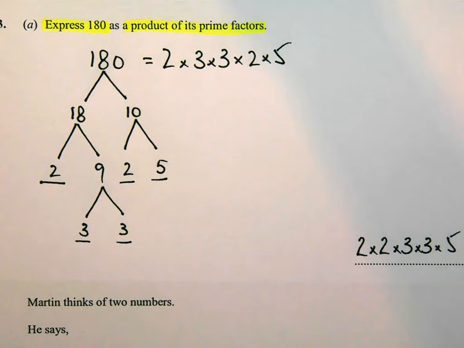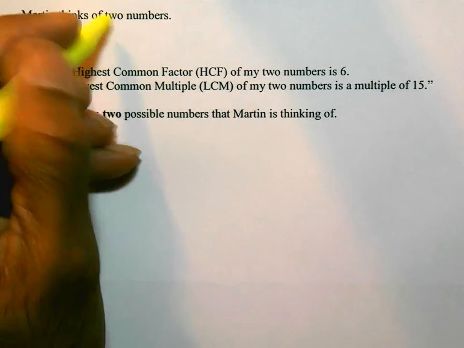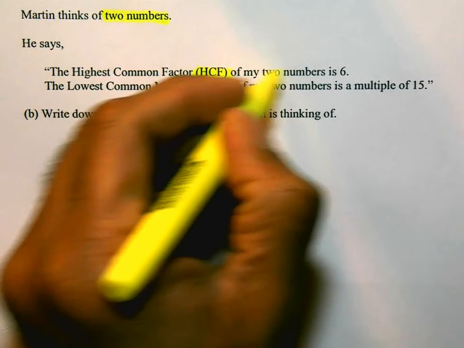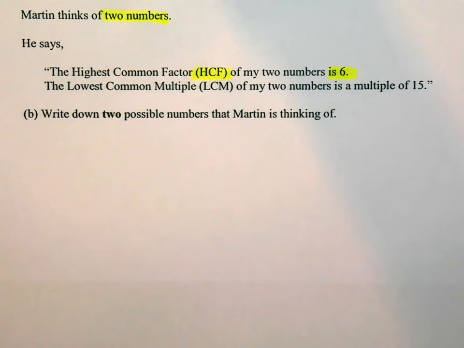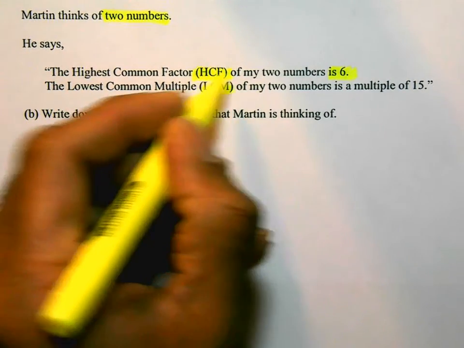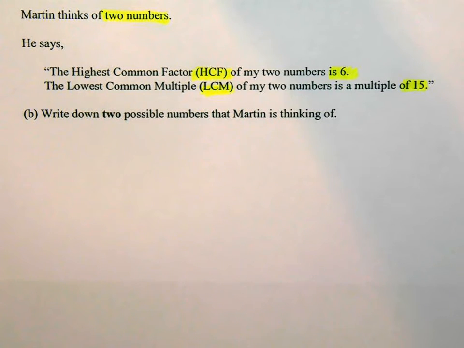In part B, it says Martin thinks of 2 numbers. So that's important. He's thinking about 2 numbers. And he says that the highest common factor, the HCF, of my 2 numbers is 6. So the highest common factor, the biggest number that can go into both his numbers, is 6. And the LCM, the lowest common multiple of his 2 numbers, is a multiple of 15. So the LCM is not 15, but it's a multiple of 15.